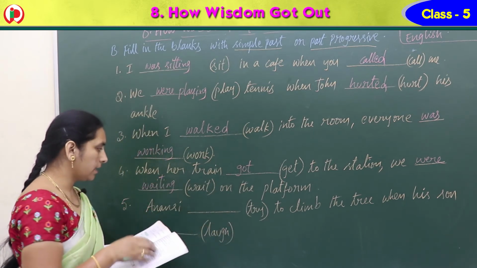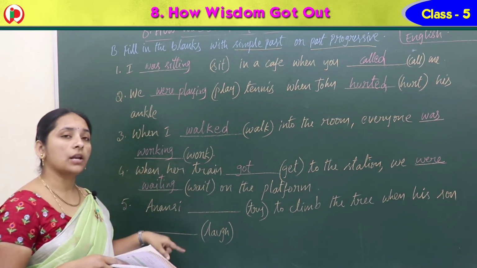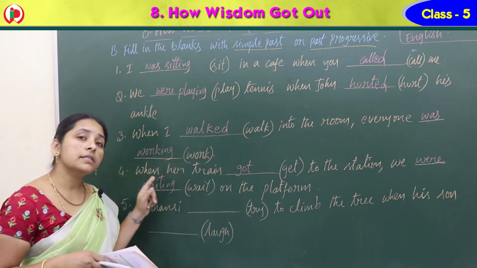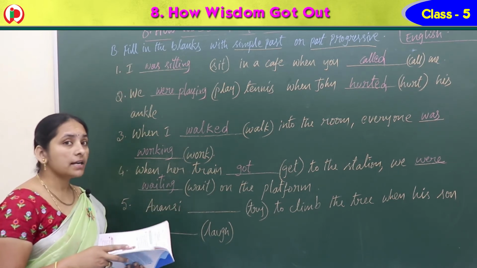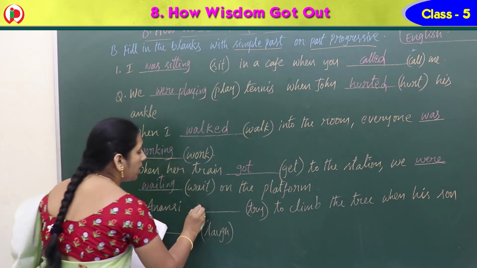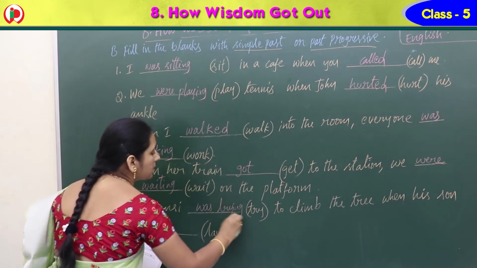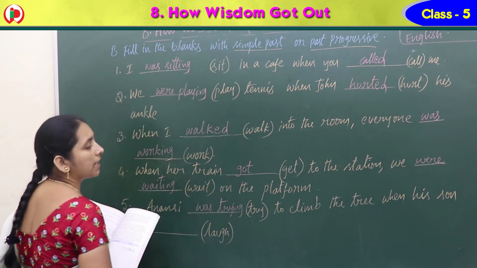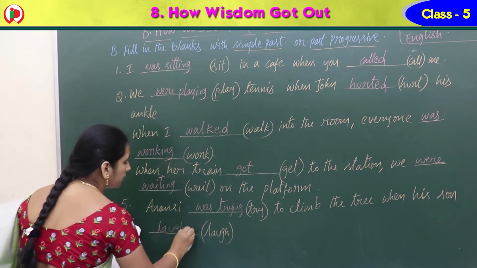See the sentence here. While Anansi was climbing the tree, the son laughed, or the son was laughing at the time Anansi climbed. First Anansi climbed the tree, no? So Anansi was trying to climb. Anansi was trying to climb the tree when his son laughed.